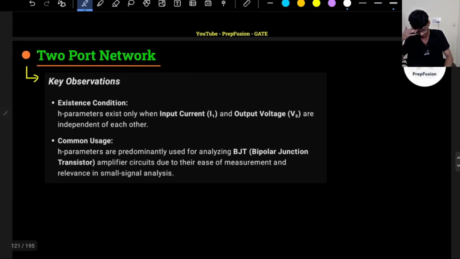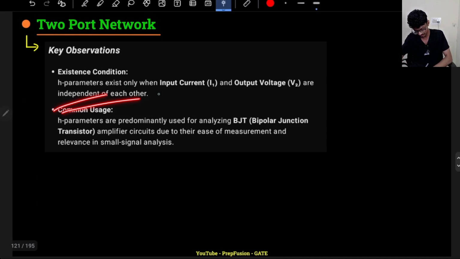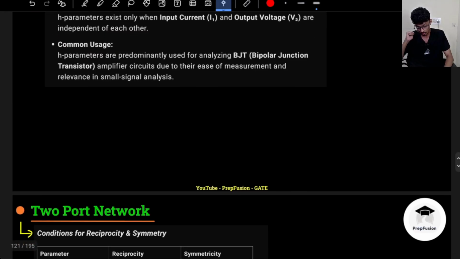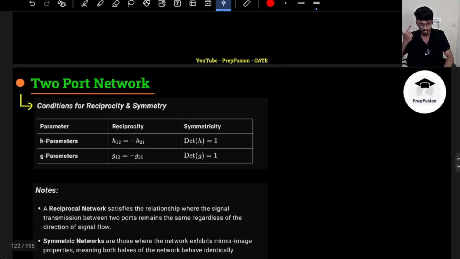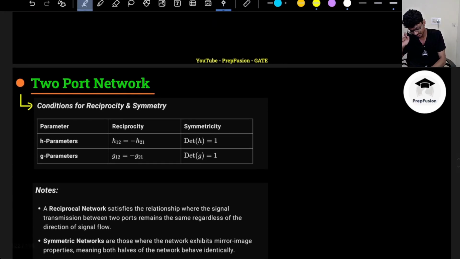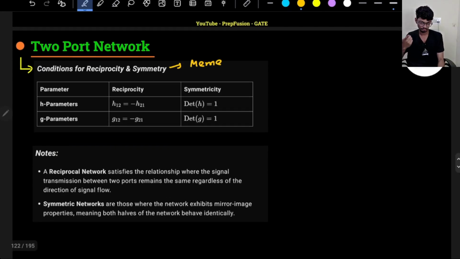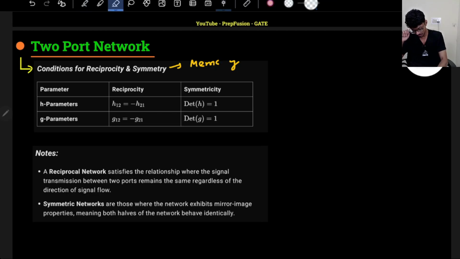Okay, so this is the H parameter and that is the G parameter. This is how you find it, and the same thing I mentioned about how they exist or do not exist, that is what I have written over here. Now this you unfortunately have to memorize. I very rarely say a few things to memorize. This one you have to memorize: the condition for symmetricity and reciprocity. You have to remember this in memory.